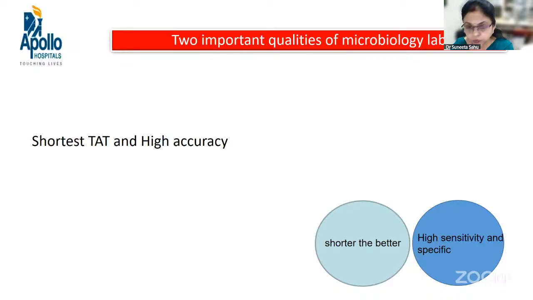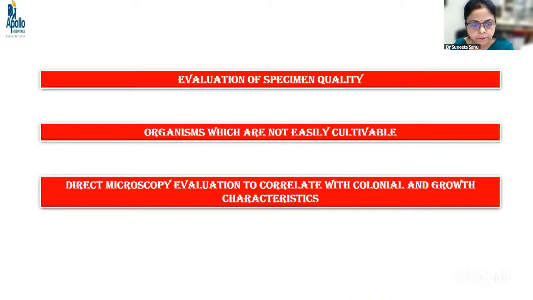Now, keeping the patient in the back of my mind, when I receive the sample, I have to evaluate the specimen quality. I also have to see whether the organism is cultivable, and if it is not cultivable, how fast I can give the report to the clinician and the radiologist so that they come to a diagnosis. I also do a direct microscopy in order to correlate whenever I get a colonial growth, and compare it with the growth characteristics.